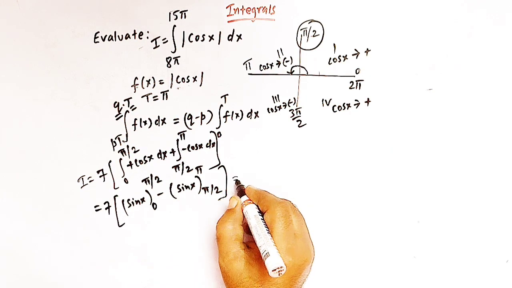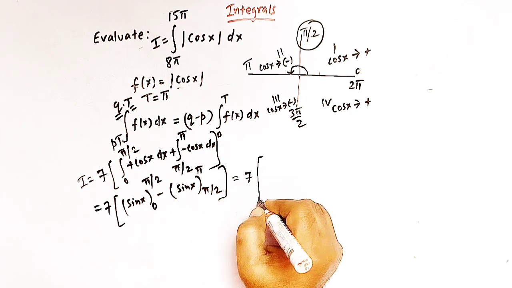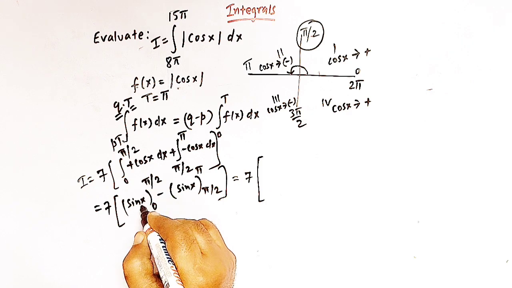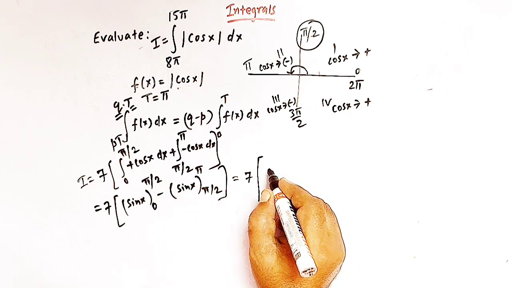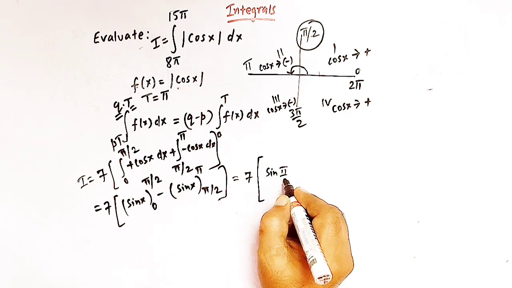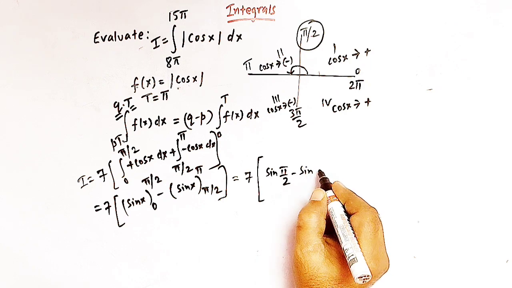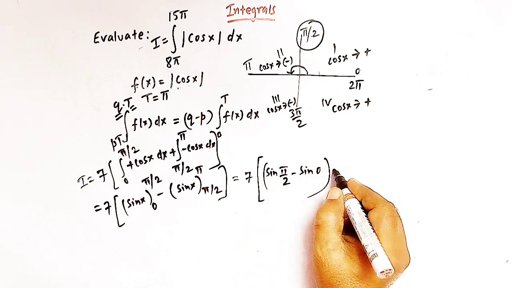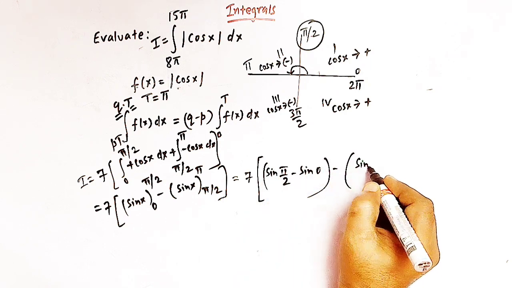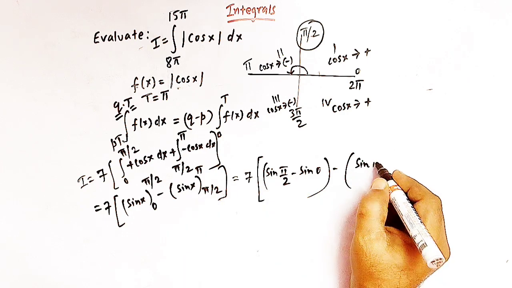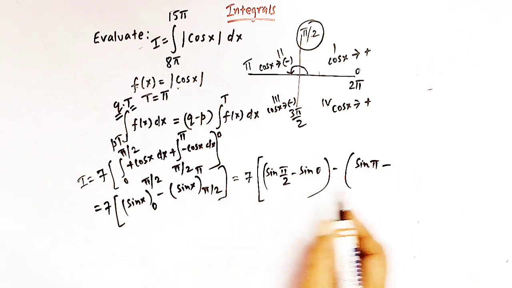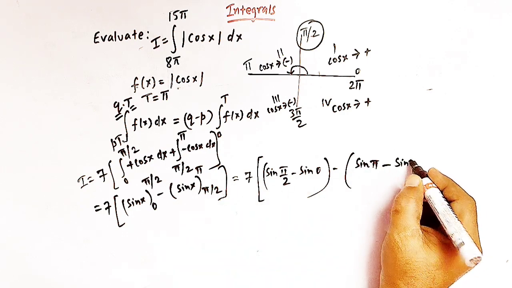So now let us simplify it. We have 7. The first will take here x is equal to pi by 2. So we have sine pi by 2 minus sine of 0. And then we have sine of pi, and then we have sine of pi by 2, right?